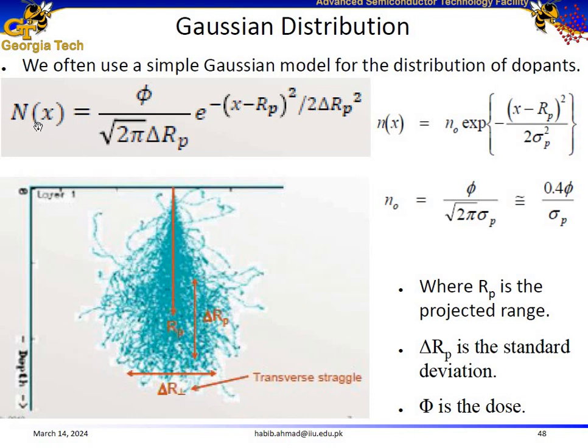Here is the carrier concentration as a function of distance inside the target material, which is equal to the dose divided by the square root of 2 pi times the projected straggle, into the exponential of minus the distance, this is the projected range once again, whole square, divided by 2 times the projected straggle squared. This prefactor over here is also called the peak carrier concentration, the concentration at this point. So we have these formulas to calculate these parameters.